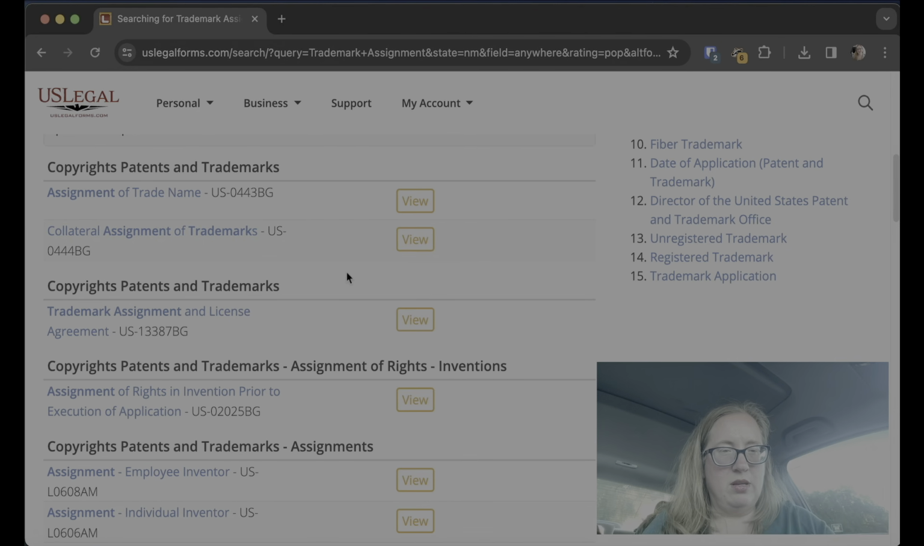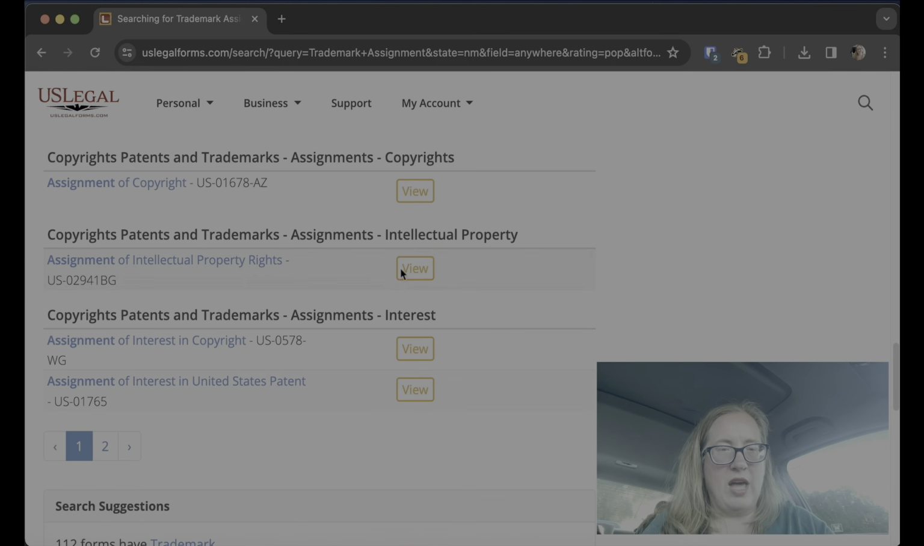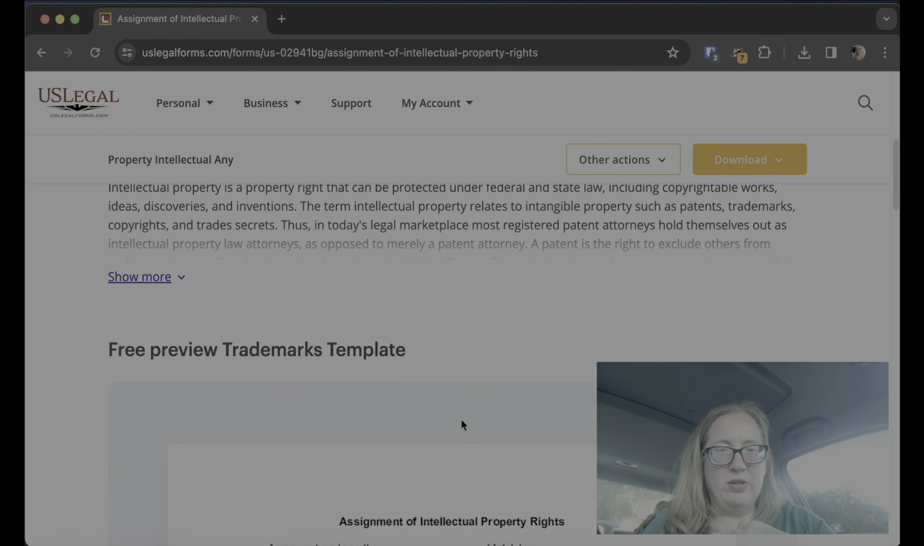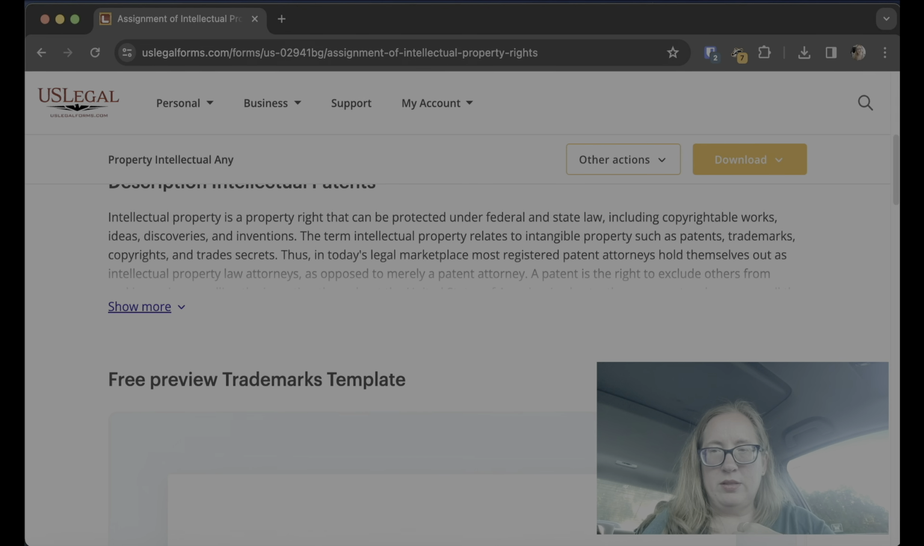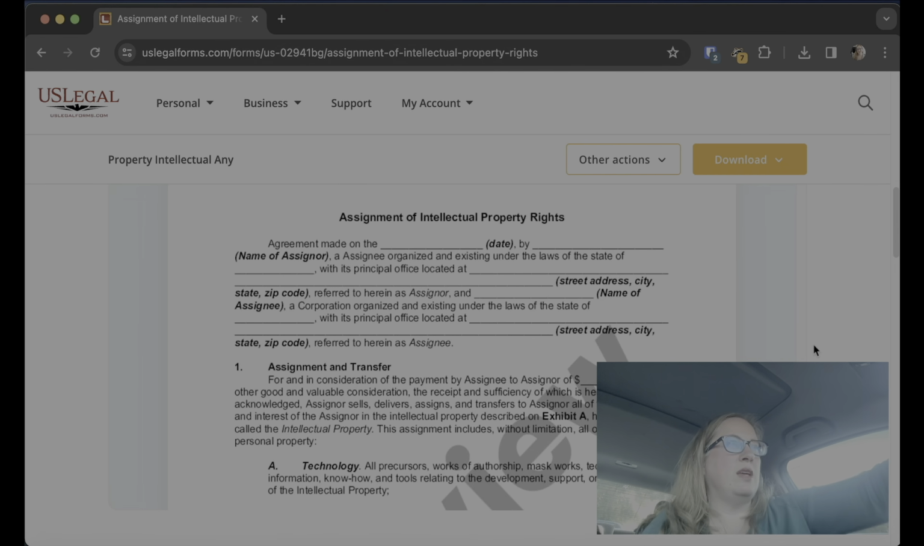If they don't have one specifically in New Mexico: assignment of trade name, collateral, assignment of trademarks, trademark license agreement, assignment of rights and invention. Actually, assignment of intellectual property rights might be the best thing, because technically I also need to assign the copyrights of the channels, or I might assign the copyrights. I haven't decided yet.